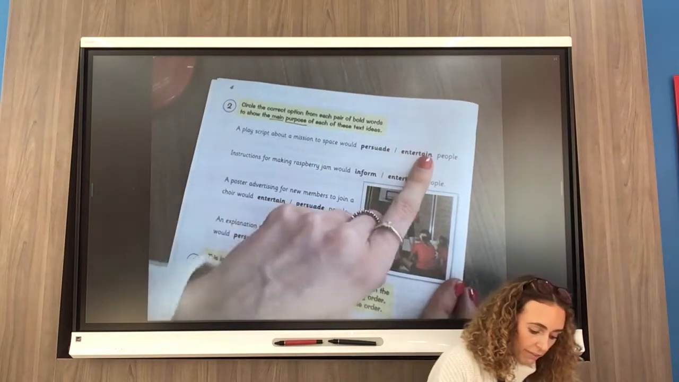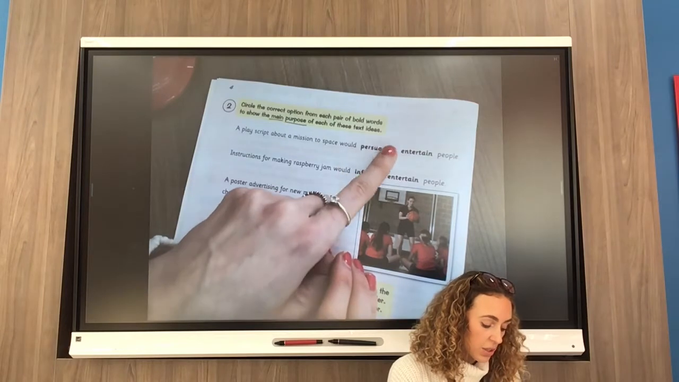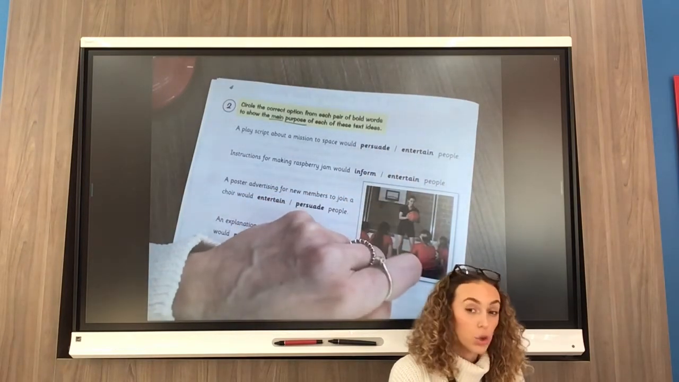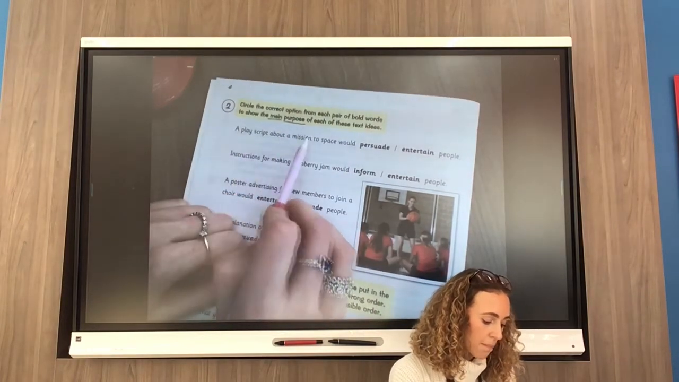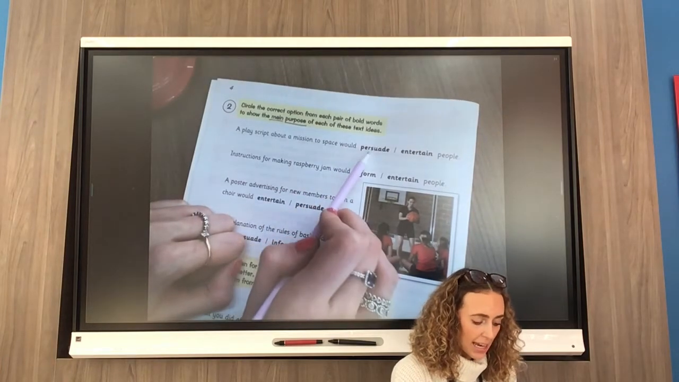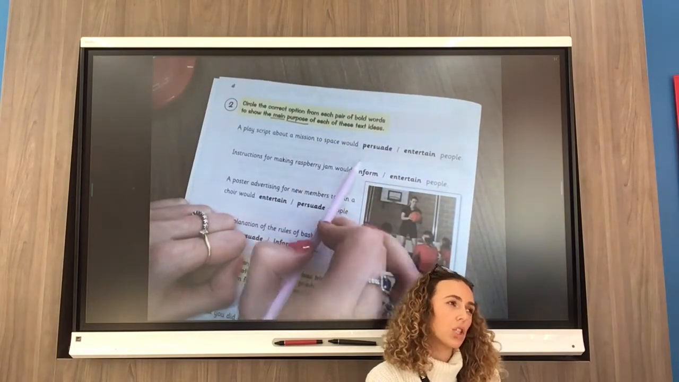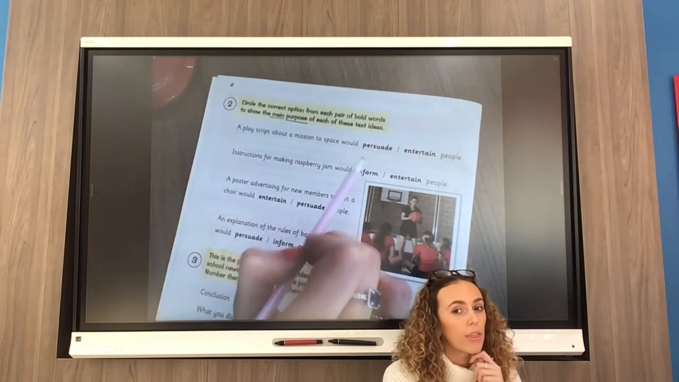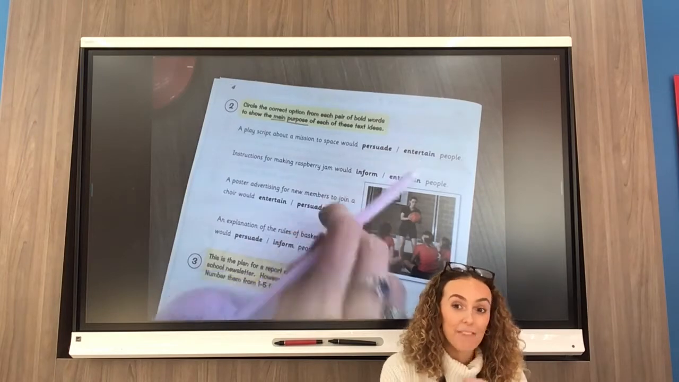So we've got, for example, on the first one, your missing word is either going to be persuade or it's going to be entertain. So let's read through the first one together. A play script about a mission to space would either persuade or entertain people. So I know that persuade means when I try to get somebody to do what I want them to. And I know that entertaining people means that I want to make them have fun.